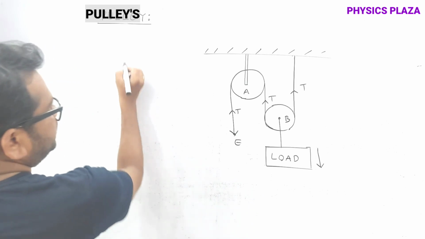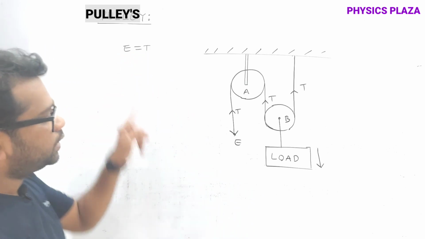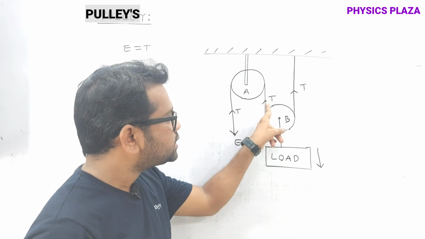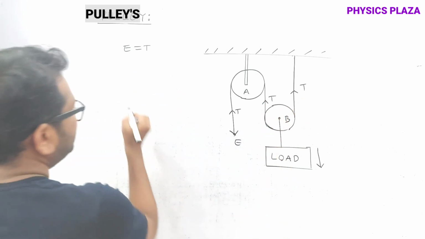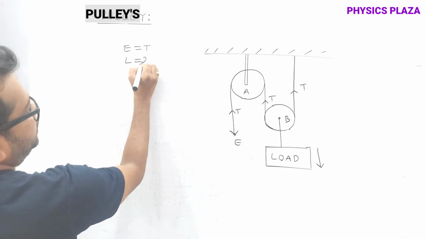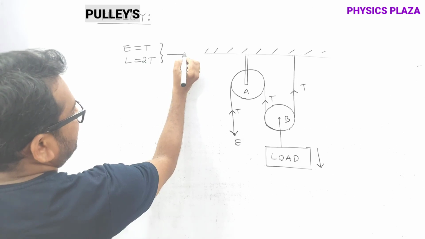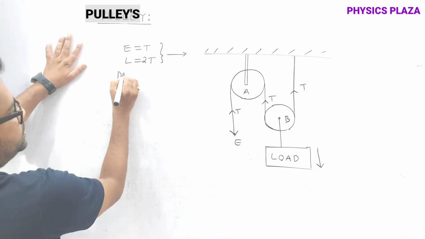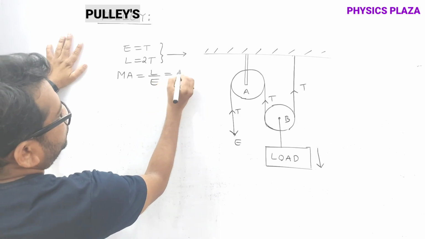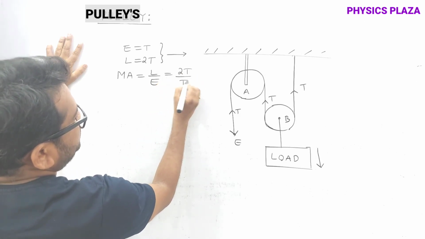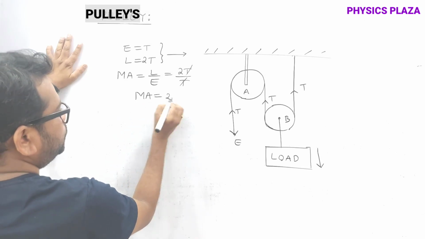Now children, let us see, in an equilibrium condition what will happen? Effort is balanced by tension, and load is balanced by the tensions developed in the two segments of the string, which means what here? So here load is balanced by 2T. Okay, that's fine. So with this we can calculate the mechanical advantage. Mechanical advantage is equal to load by effort. So load is 2T, effort is T. T gets cancelled. So here mechanical advantage is equal to 2 only.